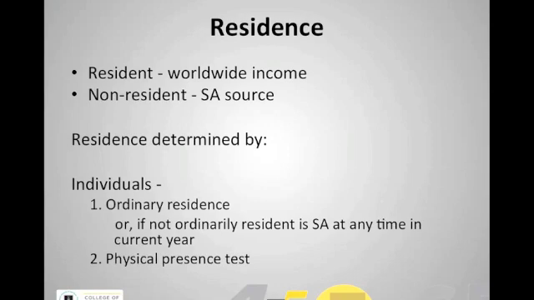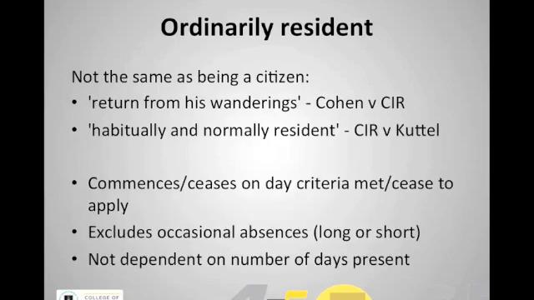Residence is determined by, in the case of individuals, firstly, whether or not that person is ordinarily resident in South Africa, or if they are not ordinarily resident in South Africa at any point in the current year, by the physical presence test. Now, if they are ordinarily resident for any part of the year, we don't go on to the physical presence test. So the physical presence test is only for people who are not ordinarily resident. So what does ordinarily resident mean?